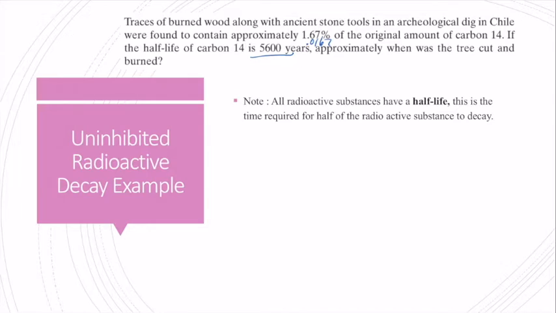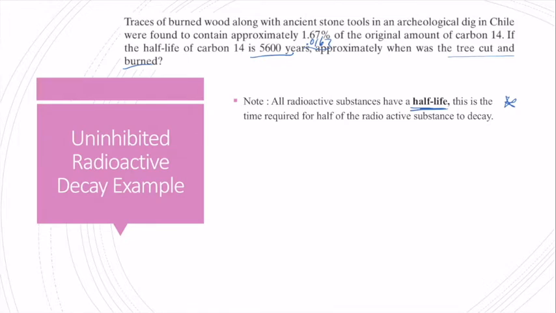So if I only have 0.0167 of the original left, I want to know when the tree was cut and burned. A friendly reminder that all radioactive substances have a half-life. This is the time required for half the radioactive substance to decay. Medicines, like prescription medications, also have half-lives, just so you know. That's why they have expiration dates. So I want to find when the tree was cut and burned.